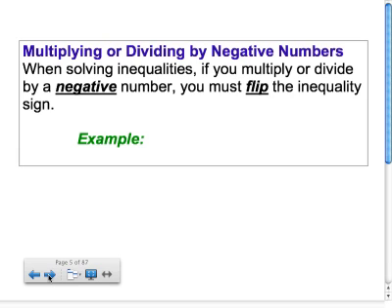Okay, when you're multiplying or dividing by negative numbers, when you're solving inequalities, you must flip the inequality. In other words, if I do this, negative 2x greater than 6, when I divide both sides by negative 2, those cancel, so you have x. This guy needs to flip.